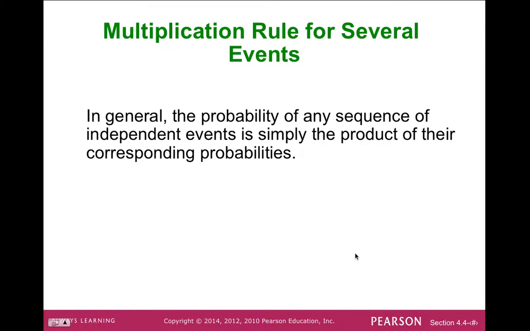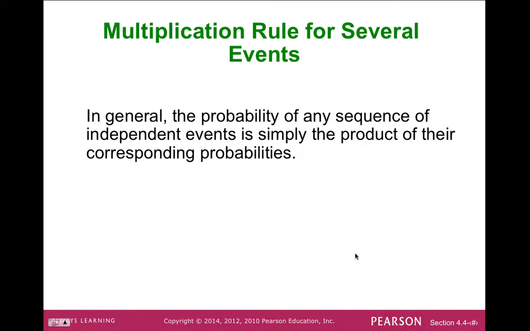So the multiplication rule can be used for multiplying the probabilities of several events. It just doesn't have to be event A and event B. In general, the probability of any sequence of independent events is simply the product of their corresponding probabilities.